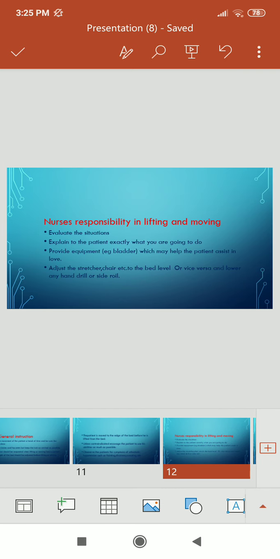Nurse's responsibility in lifting and moving. Evaluate the situation. Explain to the patient exactly what you are going to do. Provide equipment, for example a slide board, which may help the patient assist in moving. Adjust the stretcher or chair to the bed level or vice versa, and lower the hand rail or side rail.